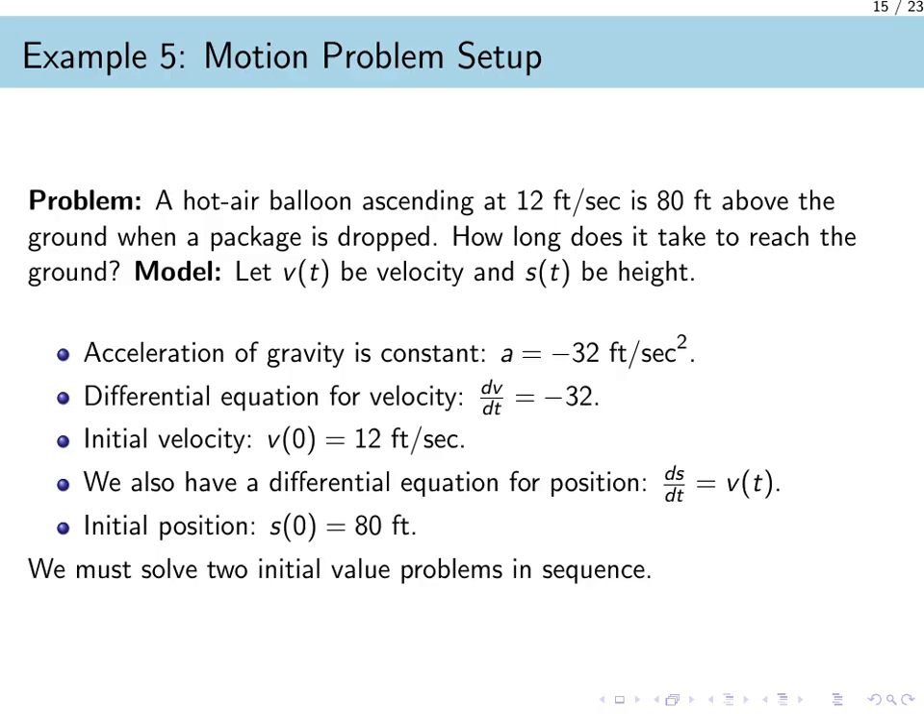The package initially shares the balloon's upward velocity, so our first initial condition is v of 0 equals 12 feet per second. Next, we model the height, s of t. The rate of change of height, ds/dt, is simply the velocity. The package was dropped from 80 feet, giving our second initial condition, s of 0 equals 80. To find the final height equation, we must solve these two initial value problems one after the other.